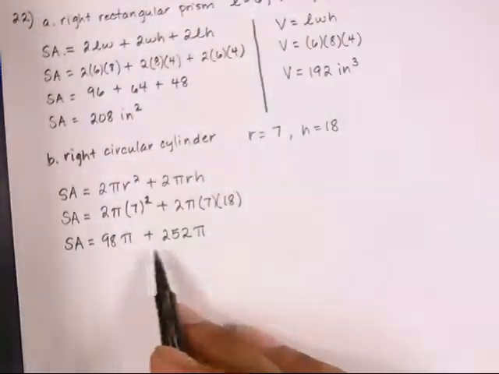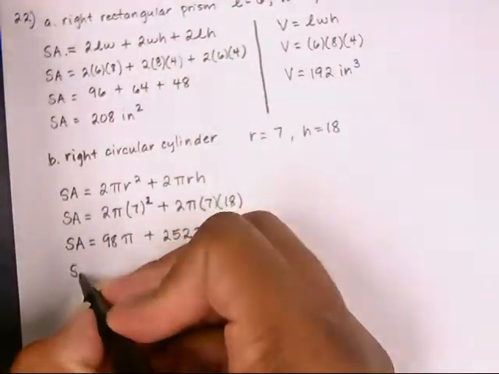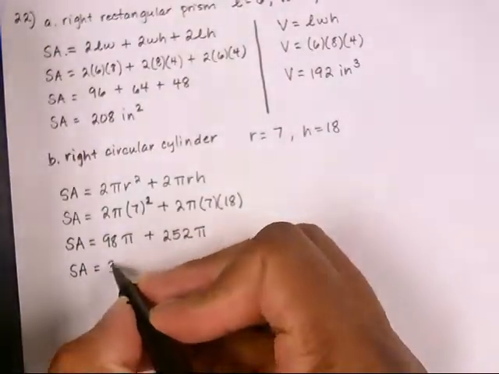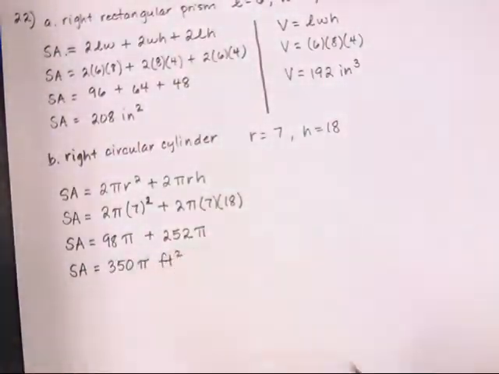Now we add our like terms here. 98 pi and 252 pi would give us 350 pi, and that's going to be in square feet.